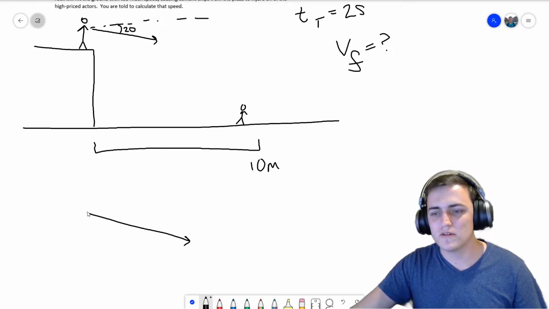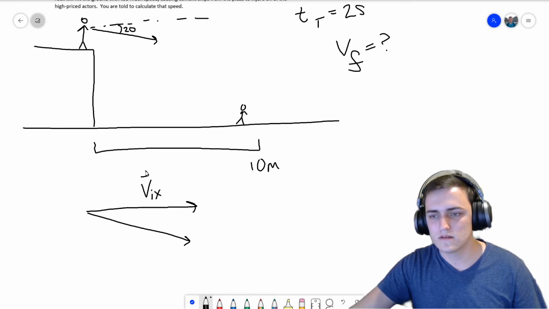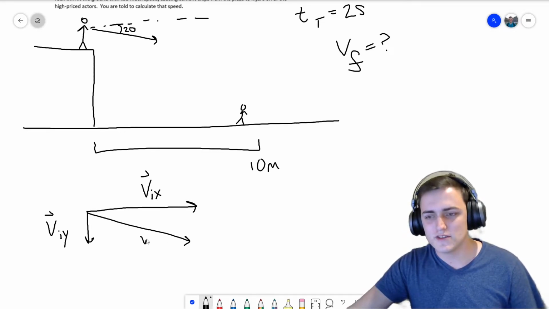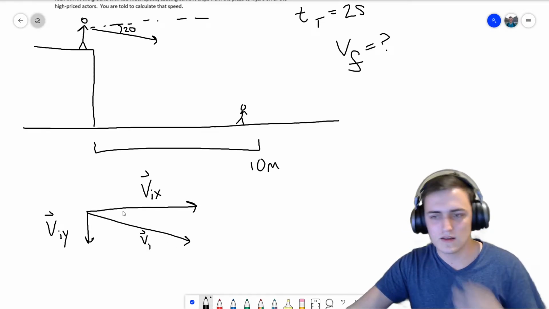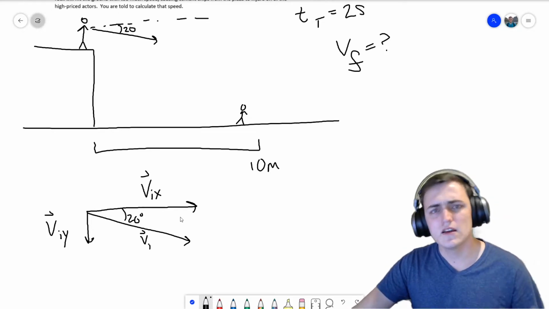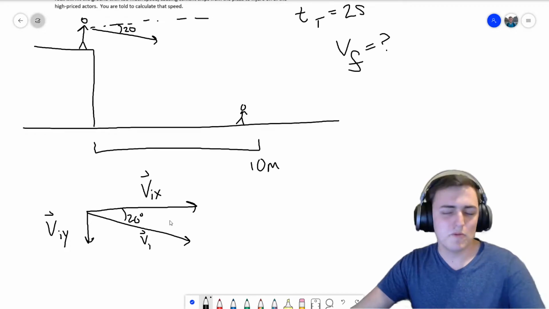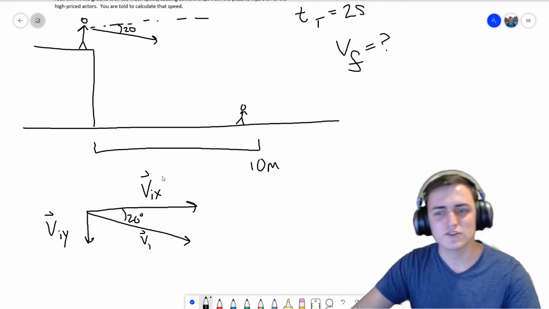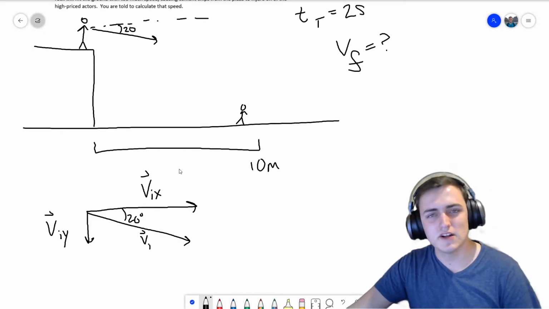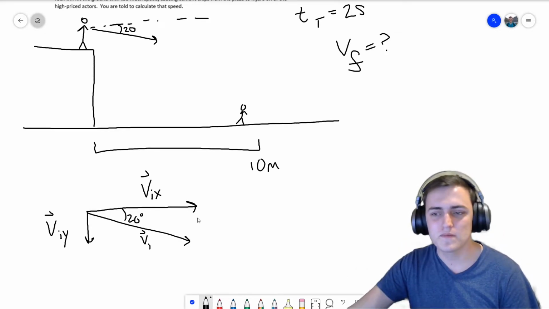It's thrown down. It's got a V initial x, and it's got a V initial y. V initial y is negative, and V initial x is positive, and this is just V initial. And then we have this 20-degree angle. So we're trying to figure out, what if we could find V initial x, or maybe we could find V initial y. That seems like it might help us traverse the problem towards V final.